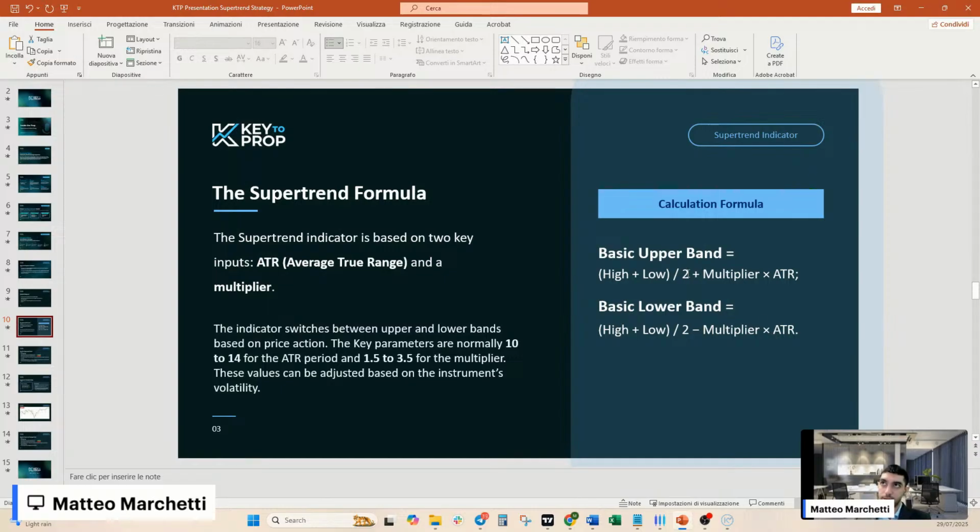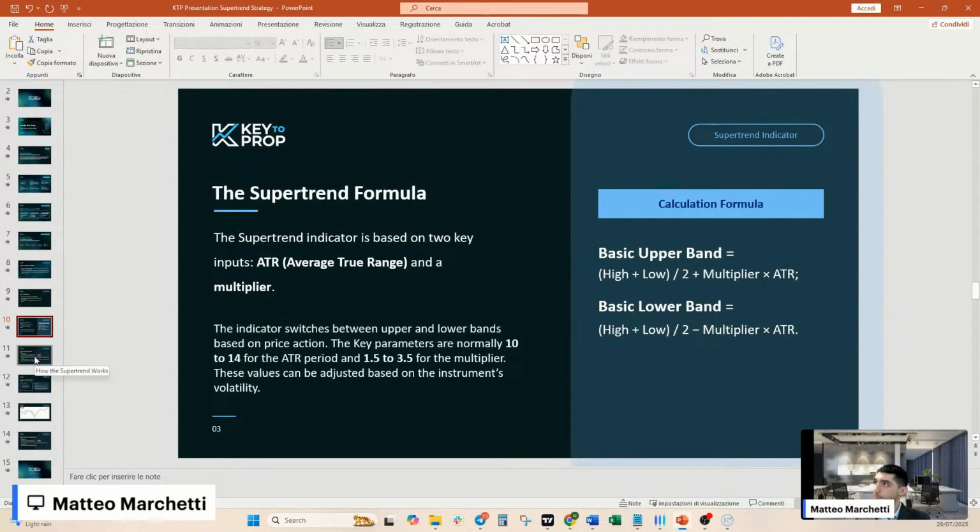The basic upper band formula is the high plus the low divided by 2, plus multiplier times ATR. So this is the very basic formula of the upper band. The lower band formula is essentially the same, apart from the fact that, of course, you need to subtract multiplier times ATR instead of adding it. Okay, so this is the formula. Let me know if everything is clear until now.